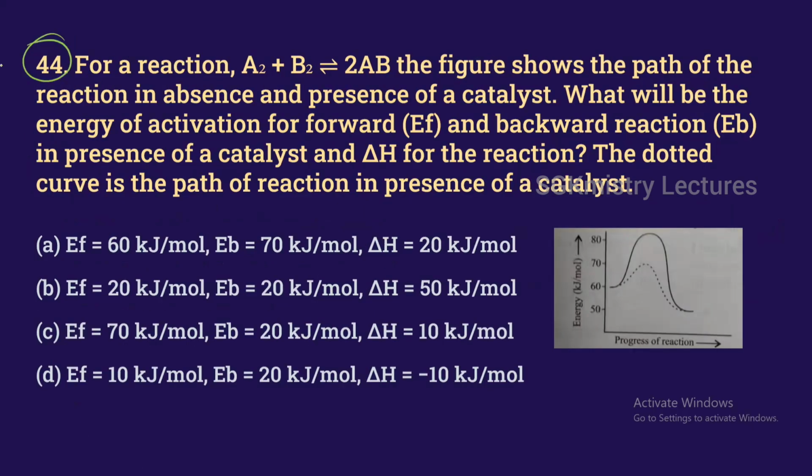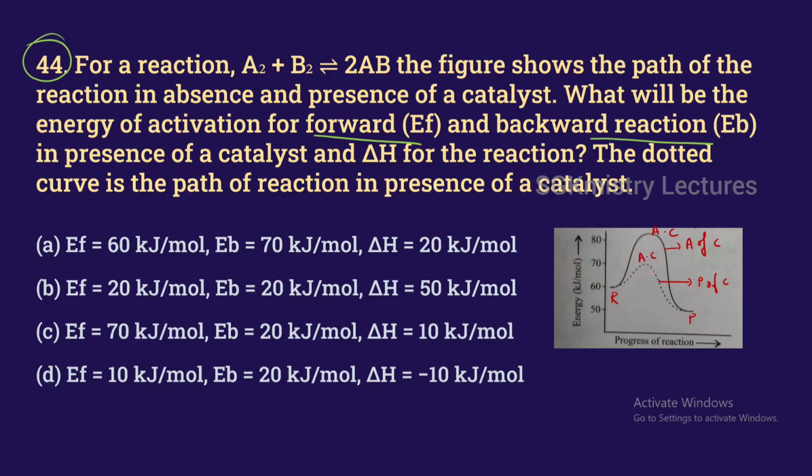Next, question number 44. For a reaction A2 plus B2 gives 2AB. The figure shows the path of the reaction in absence and presence of the catalyst. What will be the energy of activation for forward reaction and backward reaction? See, now let me mark it in the graph very clearly. So these are the reactants. This is the product. This is the activation complex. Now, this is in the presence of the catalyst. This is in the absence of the catalyst.